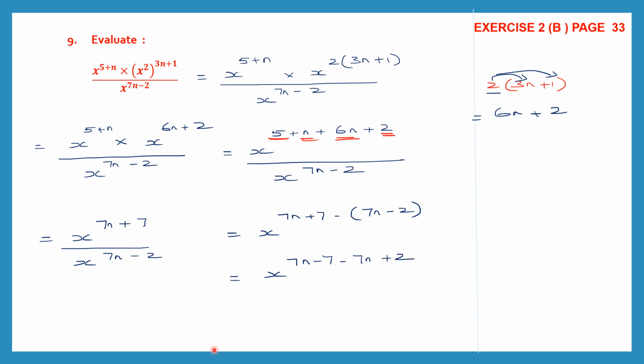So here as you can see we have 7n minus 7n which will get cancelled and we only have now 7 plus 2. That is 7 plus 2 is 9. So this becomes x to the power of 9. And this is our final answer. x to the power of 9.